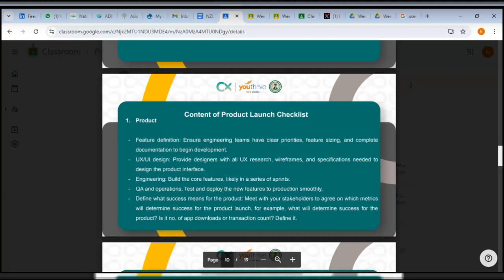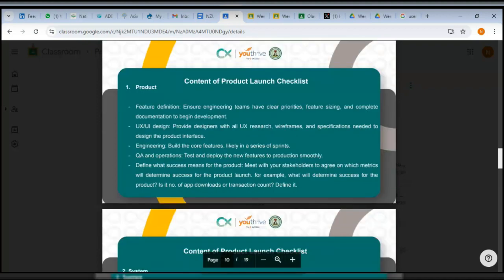So basically, you've already created a picture of what it is that you want them to do for you, and then the product flow, right? So they have an idea. Now they'll be asking you questions about specifications themselves, and if you have some that you're going to add to make sure that you are on the same page, you also provide that to them. So there will be specifications of what each team will be doing. The engineering team will build the core features, likely in a series of sprints, right? And then the QA and operations will test and deploy the new features to production smoothly.